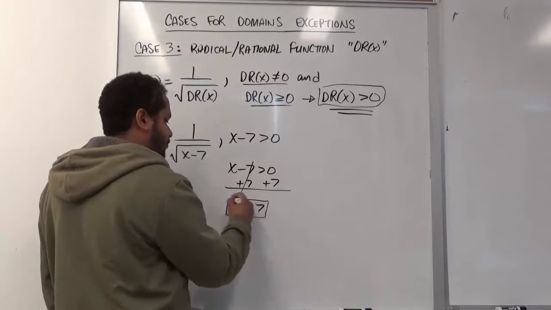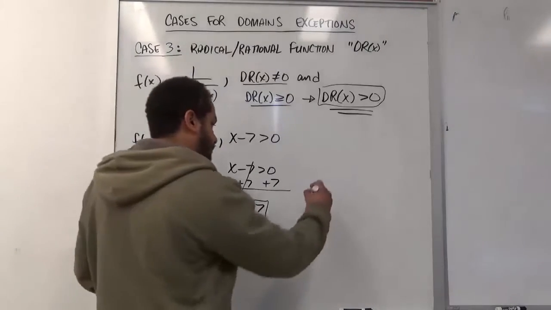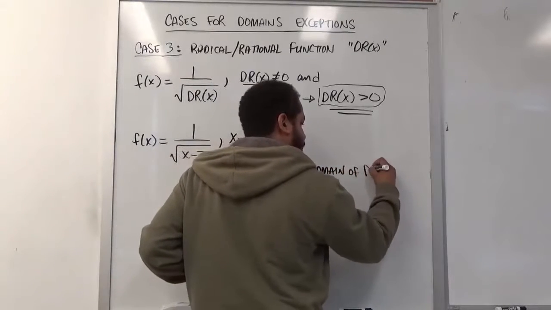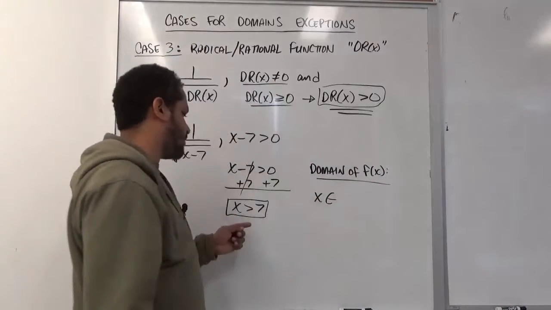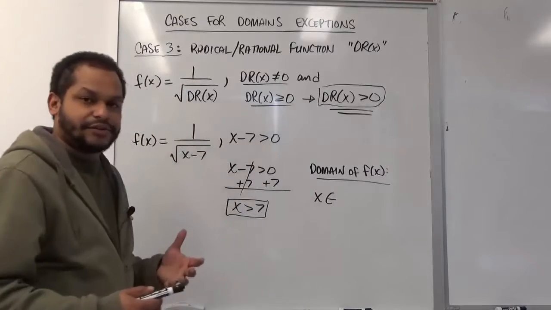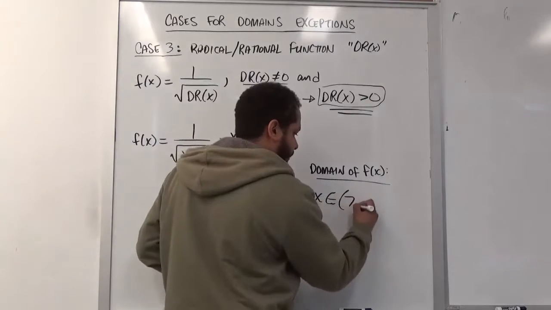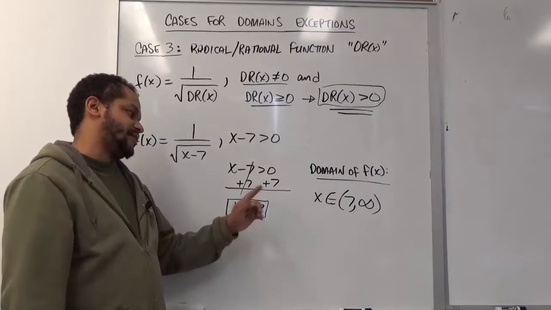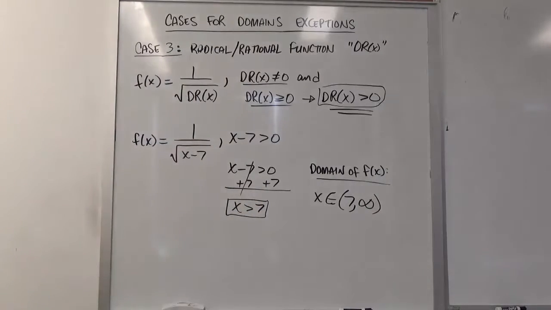Now that we have our rule for what domain values actually work for the function, the rest are the exceptions. We say the domain of this function is x belongs to all values that are greater than 7, right? Now if we think about that, that means 7 is not included. So we have to use a parenthesis to exclude the 7 and take this all the way to infinity. And we know it's going to positive infinity because of the direction, right? And that covers the radical rational function part 1.